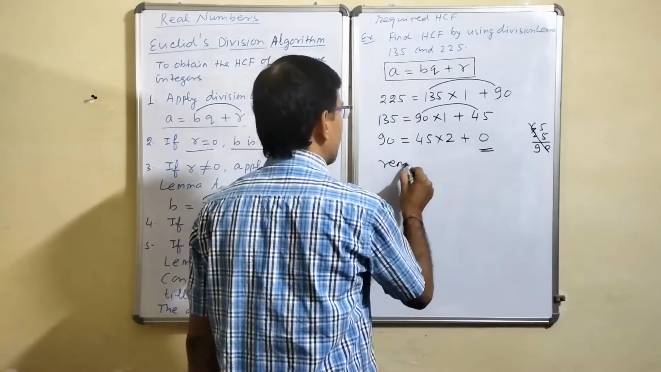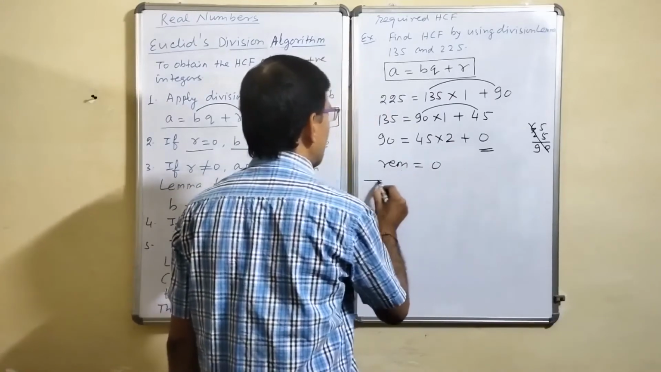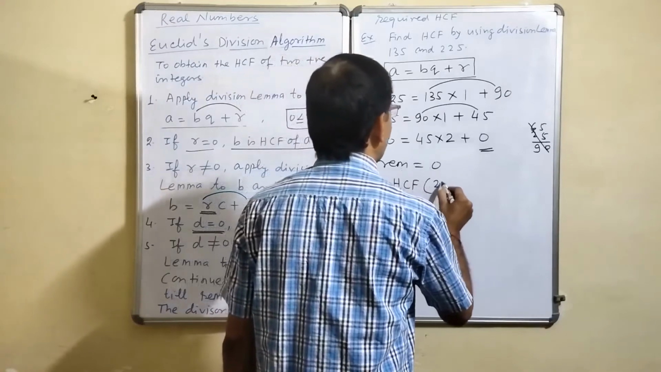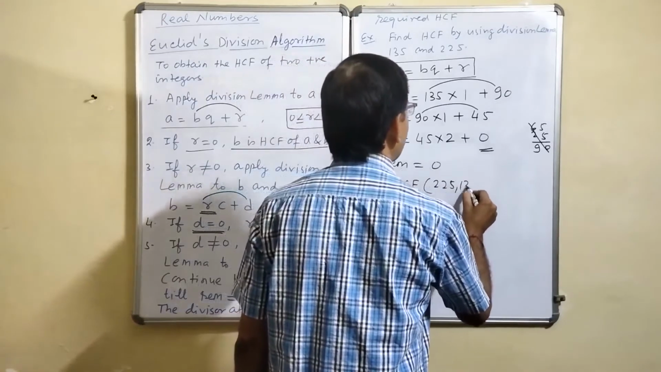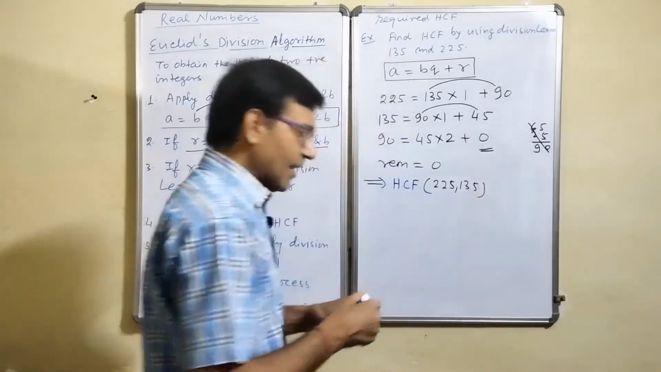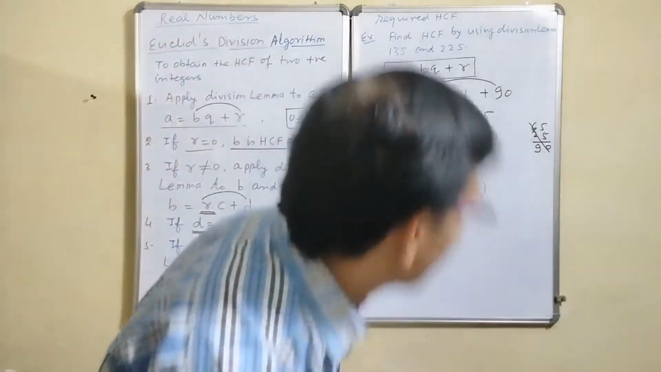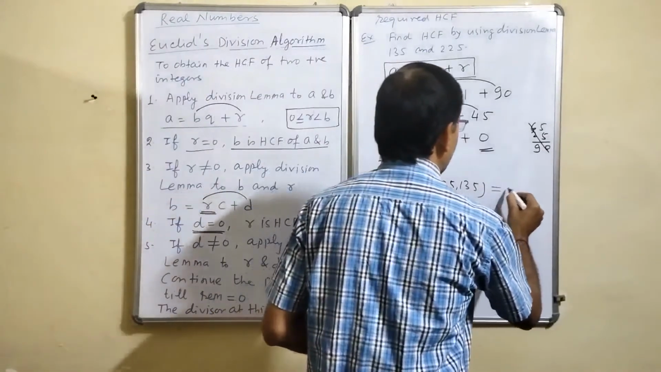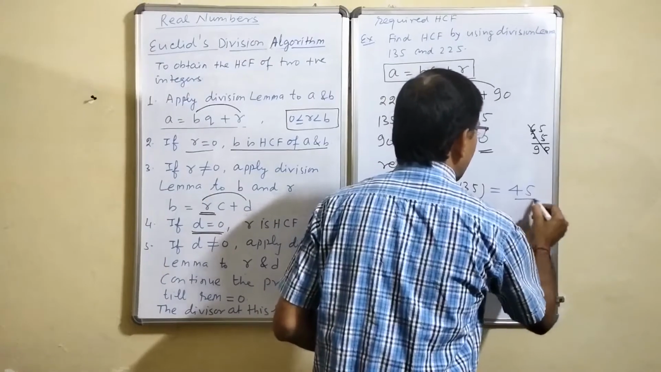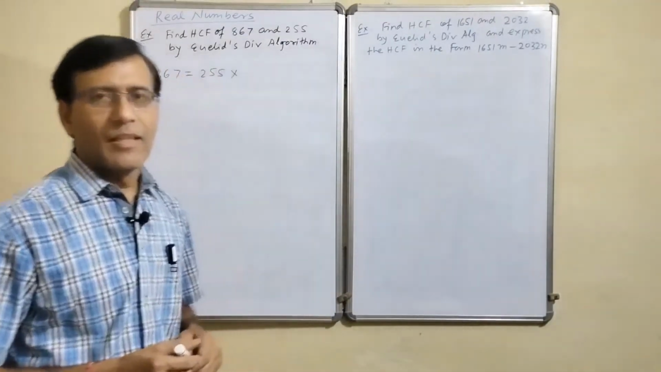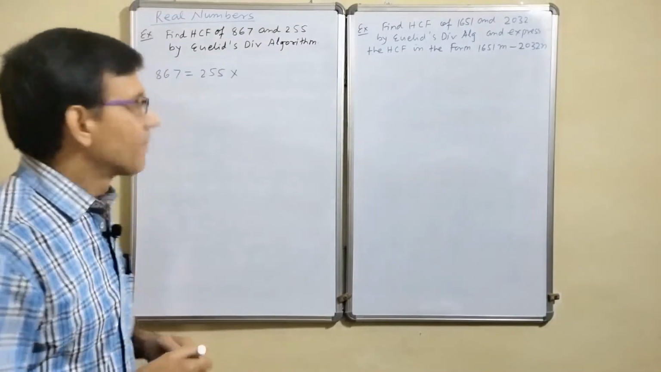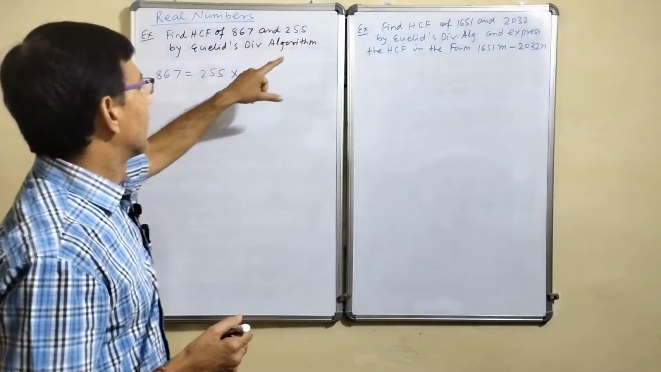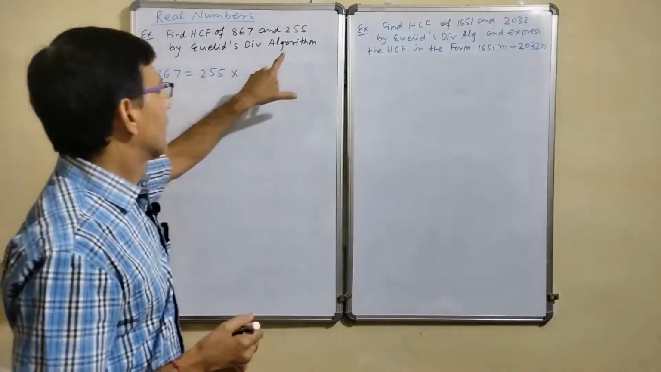Now here the remainder is 0. Remainder is 0 implies that the HCF of 225 and 135 is the divisor at this stage, and this divisor is here 45. So 45 is the required HCF. Take a few more examples. Find the HCF of 867 and 255 by Euclid's division algorithm.